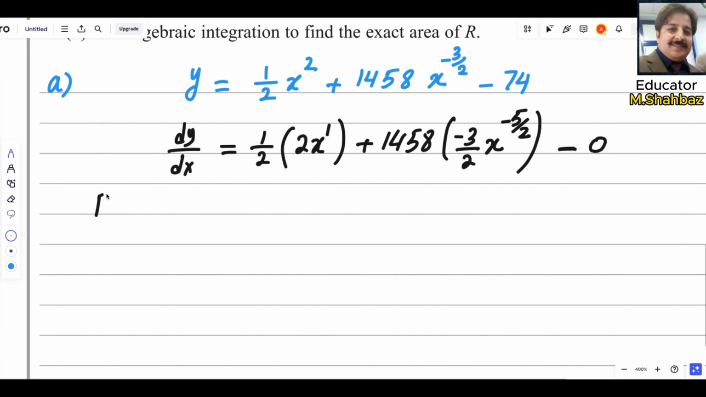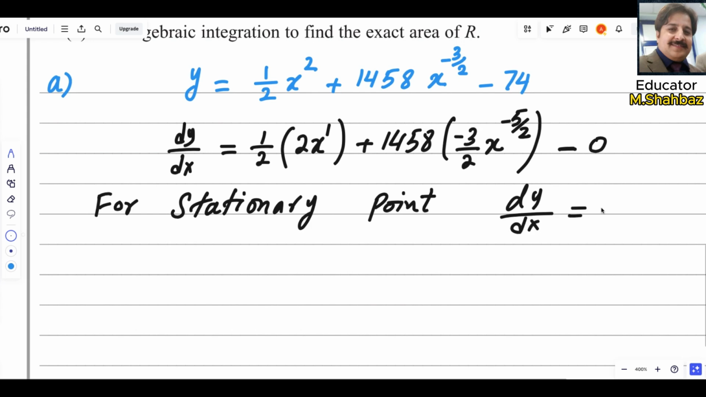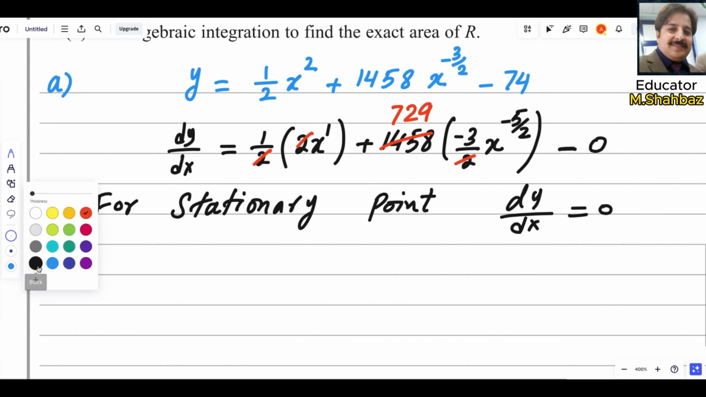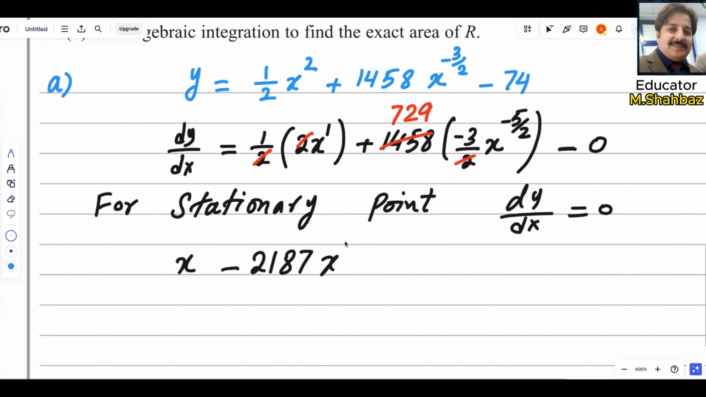As I told you earlier, for a stationary point, dy by dx is 0. So you put this function equal to 0. We can cancel out this 2 by this 2. 729 comes from 1458 over 2. Then you multiply 729 with minus 3. Let me write it for you. We write x here because it is x alone now. Multiplying 729 by minus 3 gives negative 2187 x to the power negative 5 by 2 equals 0, because dy by dx is 0.